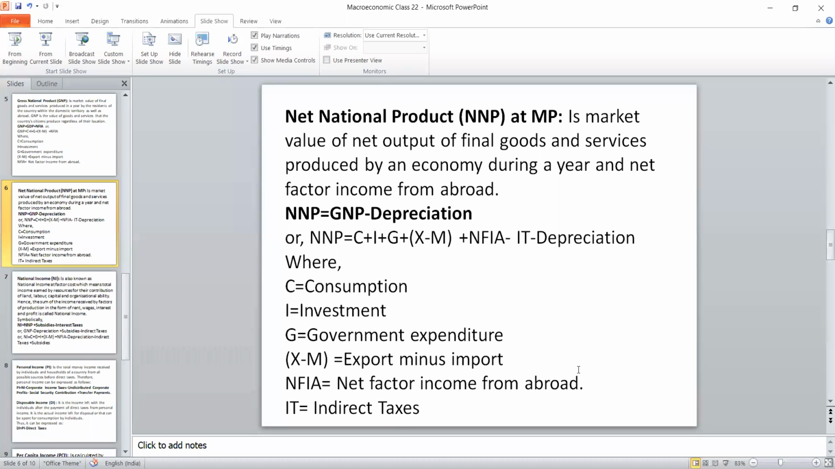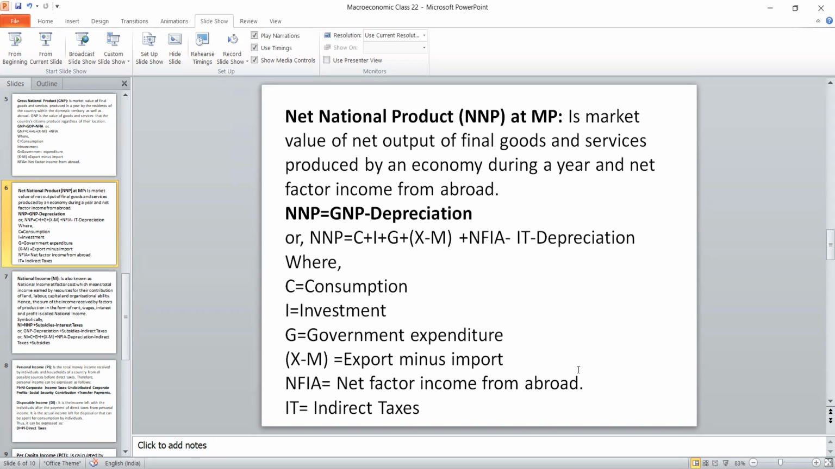So how do you have to write it? Once again, you write NNP equals the same formula: consumption, investment, government spending, net exports, plus net factor income from abroad, minus indirect taxes, and the depreciation we have to subtract. So the formula is NNP equals C plus I plus G plus X minus M plus NFIA, and then we have to put minus. What is the minus?